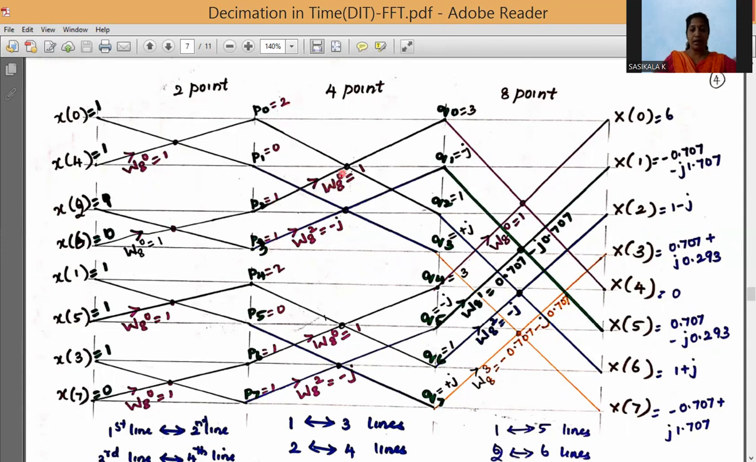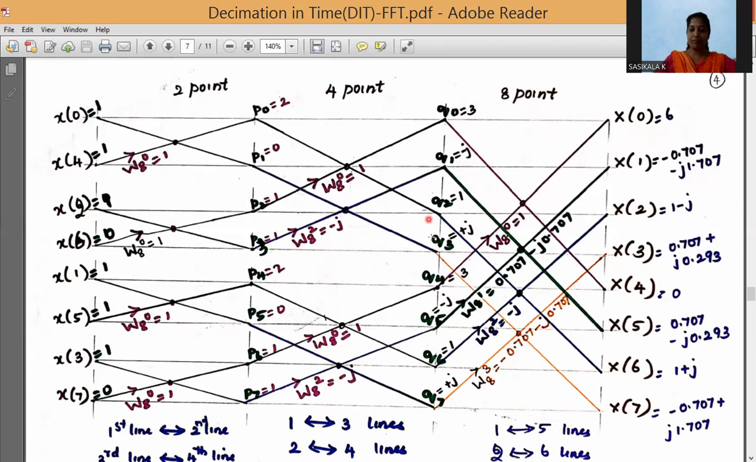And the twiddle factors are W8 power 0 and W8 power 2. And now consider the second 4-point. In the second 4-point also I am having 4 inputs which are the same as those of the first: 2, 0, 1, 1. So here I am getting W8 power 0 and W8 power 2, and the first butterfly's twiddle factor is W8 power 0 and W8 power 2. So the same answer you'll be getting for the second half also.